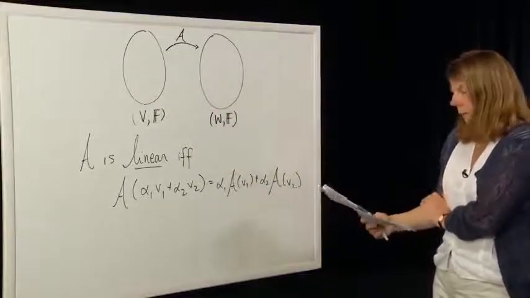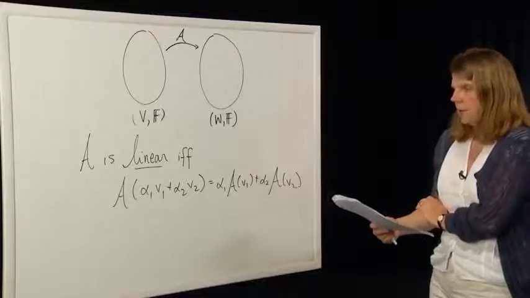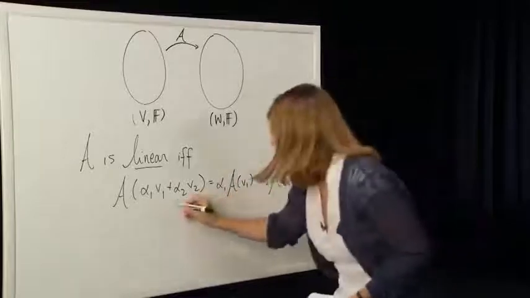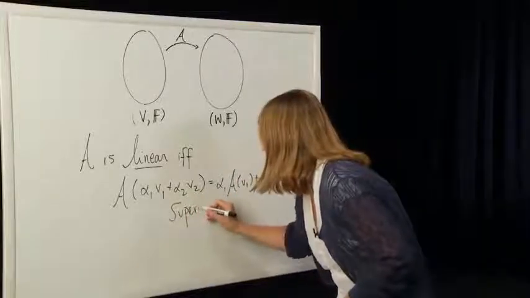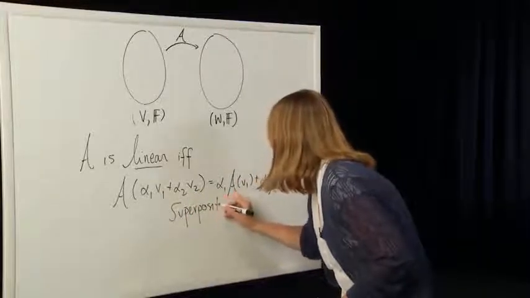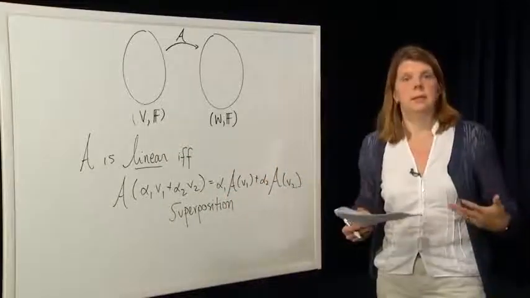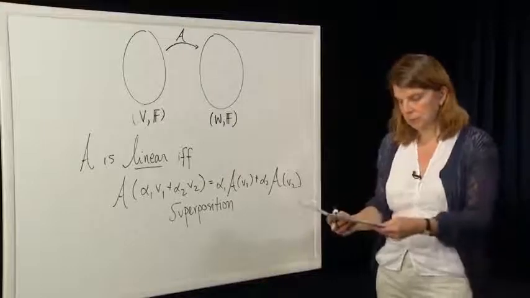This is a very straightforward, simple property. It's called superposition. Let's write that down. It's typically easy to state and easy to check, so we can do a number of examples.